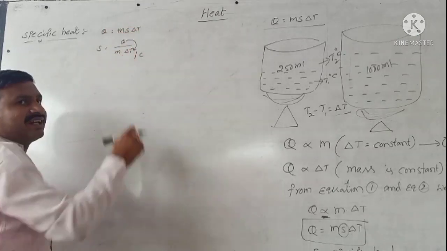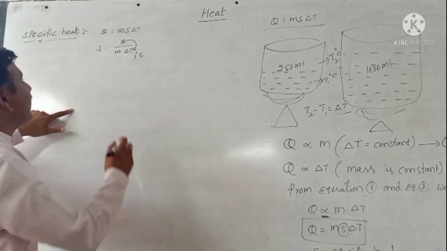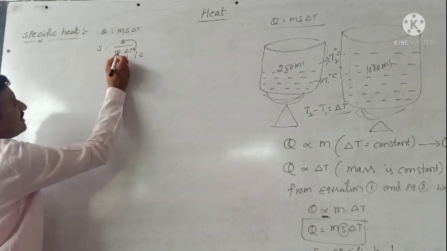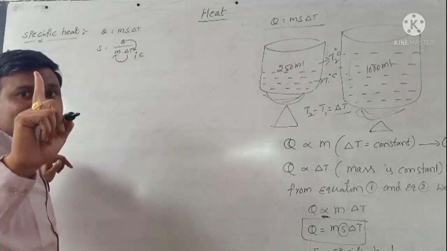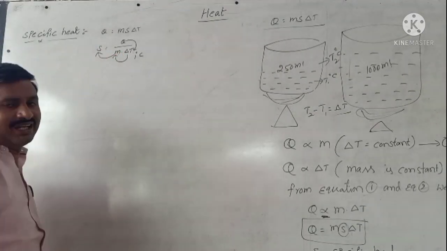The amount of heat required to raise the temperature by 1 degree Celsius per unit mass. Here, m stands for unit mass, so the unit mass of the substance is known as specific heat.